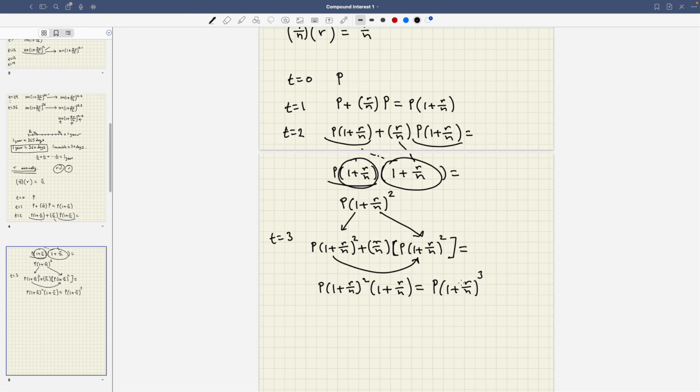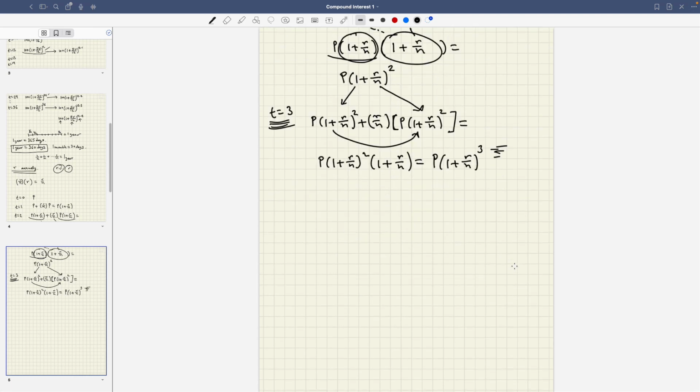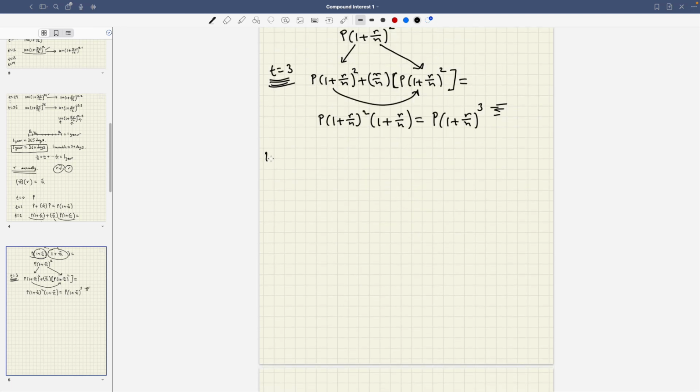Anyways, the pattern that we're seeing here is the frequency of compoundings matches the exponent. In other words, when the time equals k again, we can have this formula or this result. Now, from here, we can reduce this to this formula, or this is P.